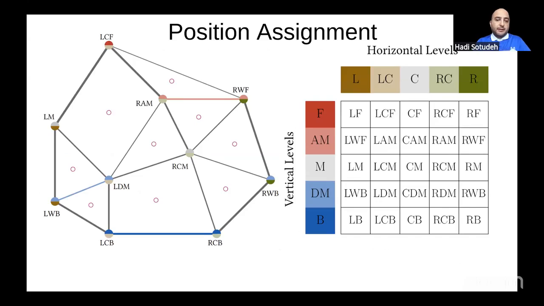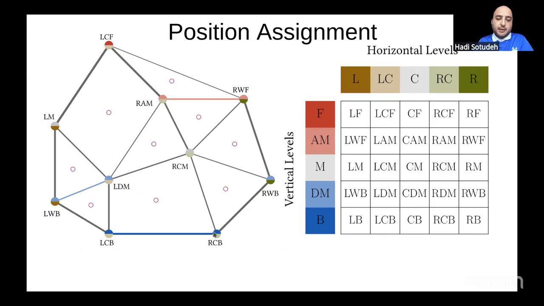What we can do is introduce a coloring scheme where the player's vertical level from the back line to the front line is colored from dark blue to dark red. So you have dark blue for the back line, light blue for the defensive midfielders, gray for the midfielders, light red for the attacking midfielders, and dark red for the players on the front line. We also need to introduce another coloring scheme from the left channel to the rightmost channel. In this case, it's going to be from dark brown to dark green. So we have left, left central, central, right central, and right channel.